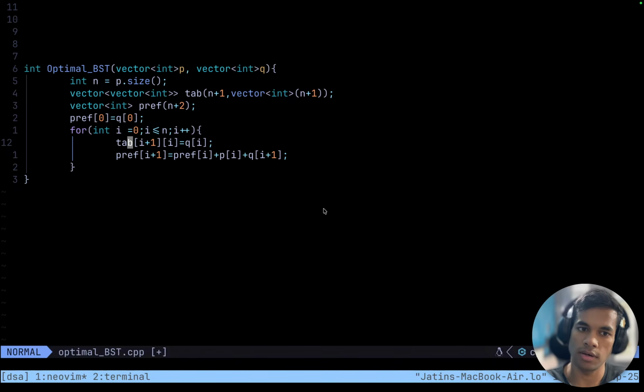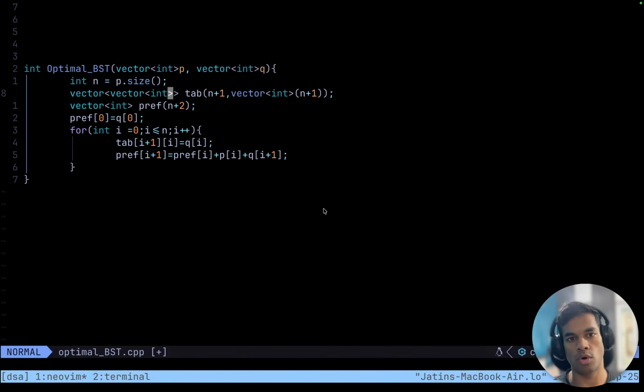tab I plus 1, tab I. So how will our I change? 0 would mean I'm not choosing any node, and n would mean I am choosing all the nodes. Yep. So I want this thing to go from 0 till n, and that means there are n plus 1 elements in this.